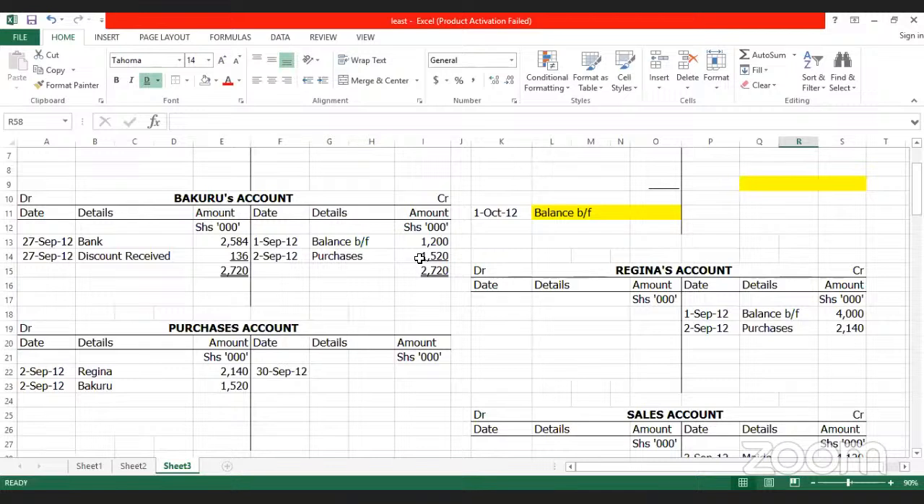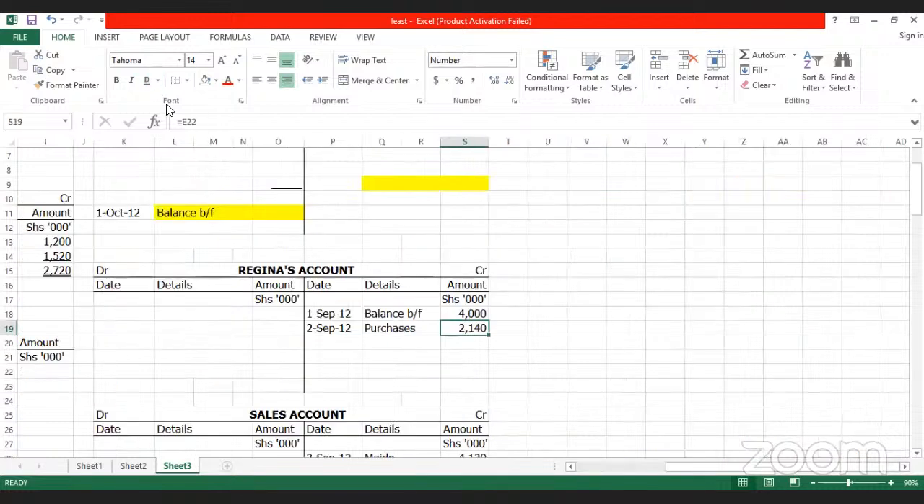Which other supplier was paid, neighbors? Regina. Apart from Bakuru? Regina. They also paid Regina. So Regina's account is there on your screen. That is Regina's account. What is the account balance? The account balance is, there was a 4,000 balance brought down plus the 140. So the account balance is 6,140.